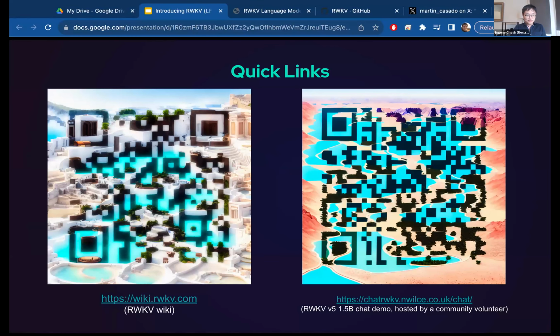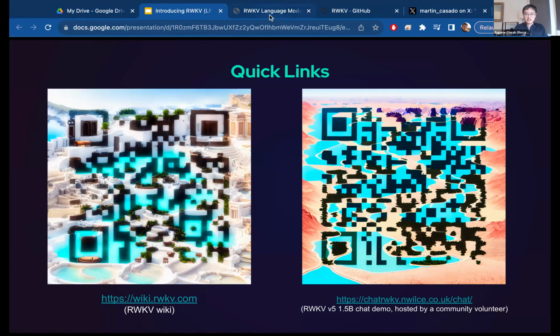So yeah, that's the summary of RWKV. It's a new architecture that is aiming to replace Transformer, aiming to kill all the existing models that you're familiar with and replace them with something much more efficient, so efficient that you can run it on your phone. You can get more links from the wiki, or you can even do a chat demo respectively.